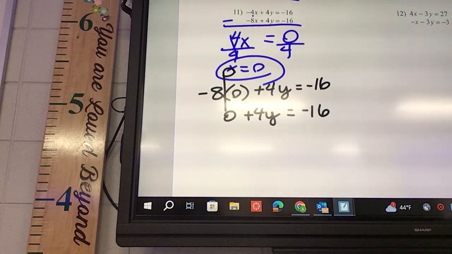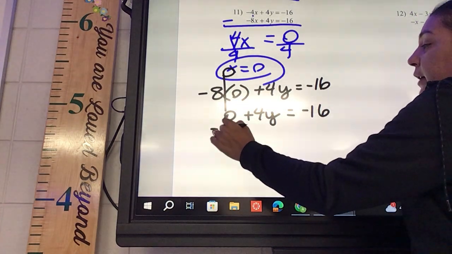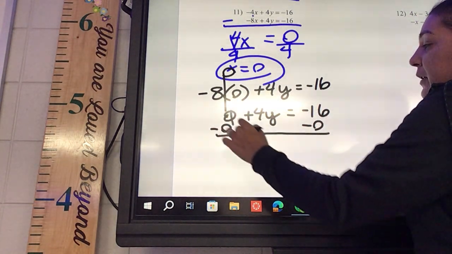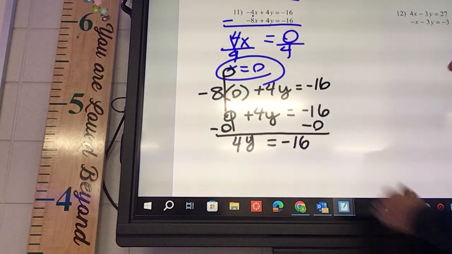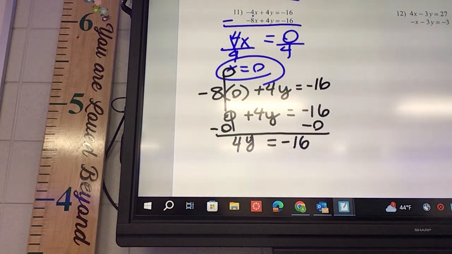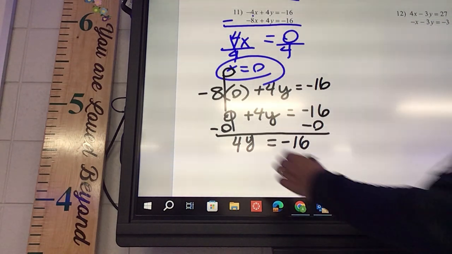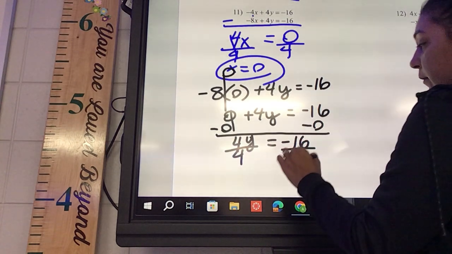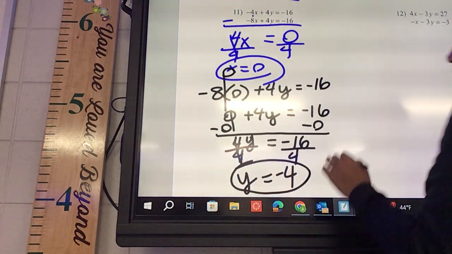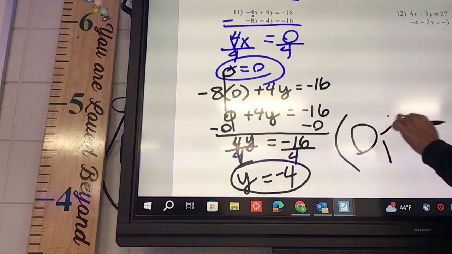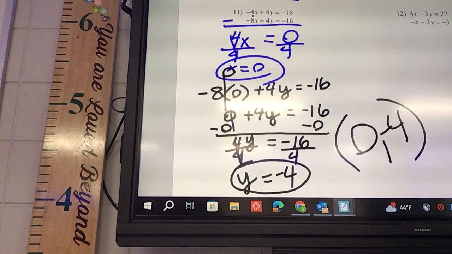Some of you, if you know, you know, but we can say minus 0 from both sides. You get 4y equals negative 16. And then we're going to divide by 4. So we get y equals negative 4, and so this one also is ready for a coordinate of 0 comma negative 4.